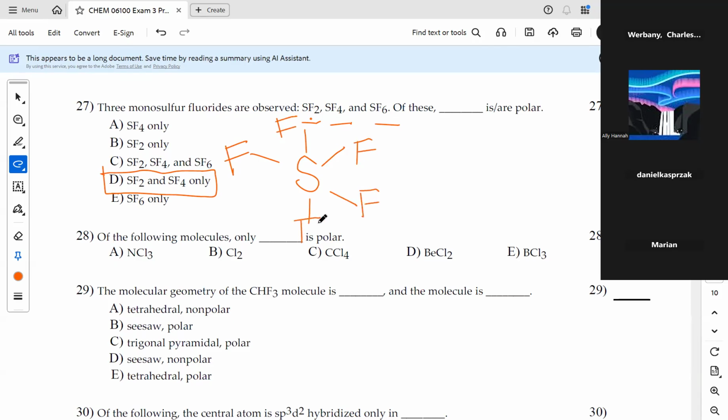The reason this one is nonpolar: A, it does not have any lone pairs on the central atom, and B, it's symmetric. With SF2 and SF4, we will have lone pairs or a lone pair on our central atom, and we would just confirm that with the Lewis dot structure. But SF6, we're familiar with it. We know that due to symmetry, this would be nonpolar. We're asked for the polar, and we would do our Lewis structures to confirm these 2.